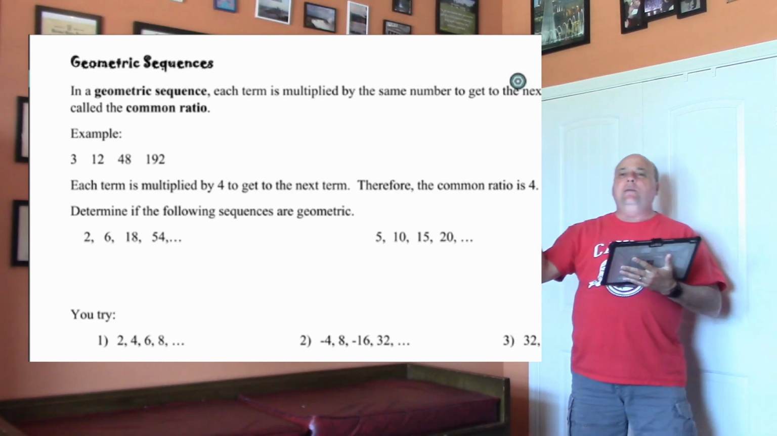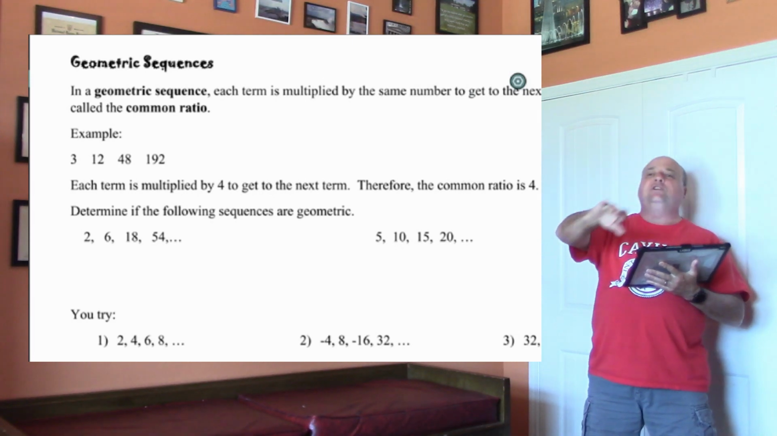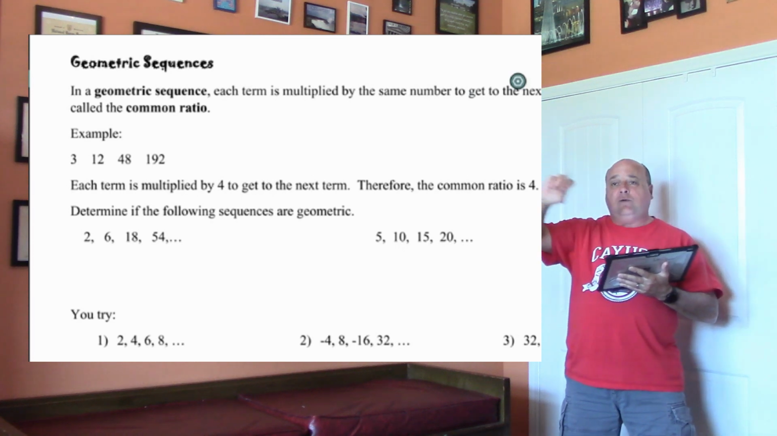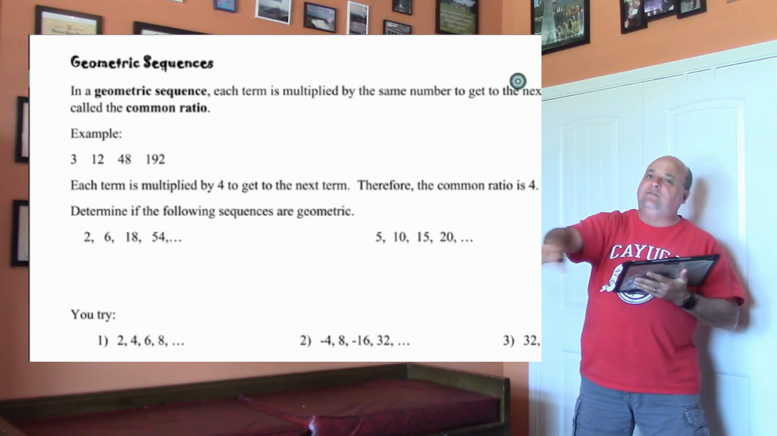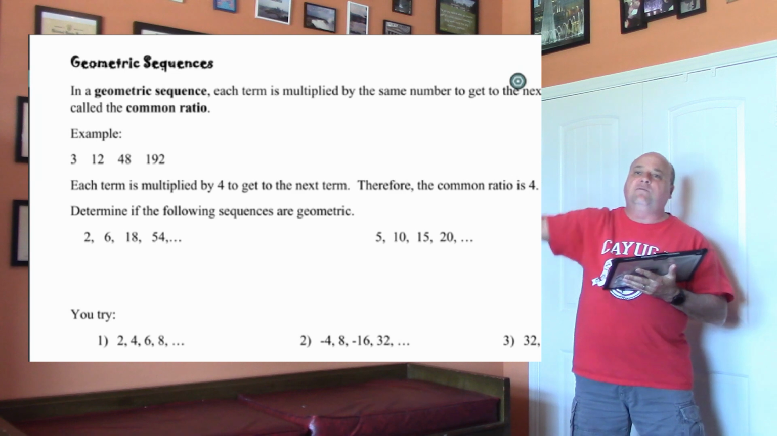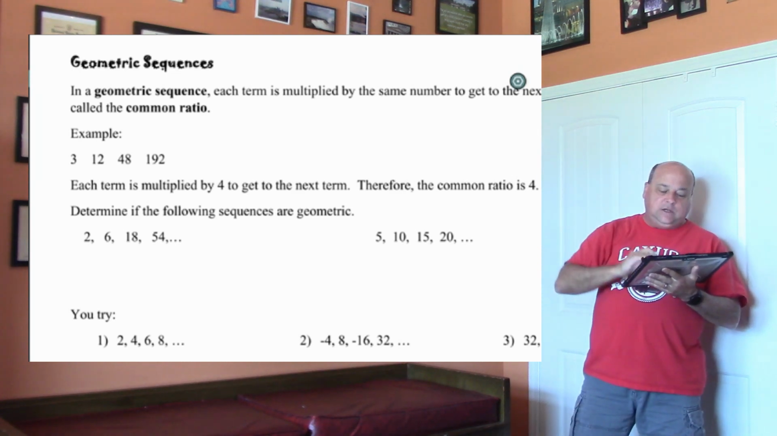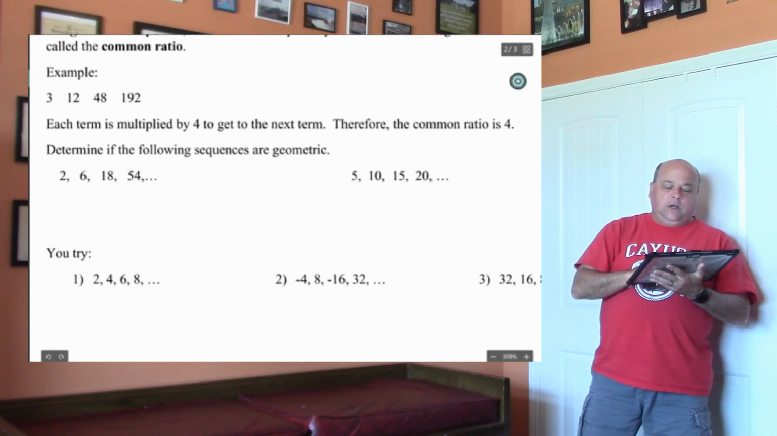Okay, a geometric sequence is like an exponential function. You are multiplying to get to the next number. It doesn't graph a linear equation. It graphs an exponential curve that increases, or an exponential decay that decreases. Okay, so really quickly.